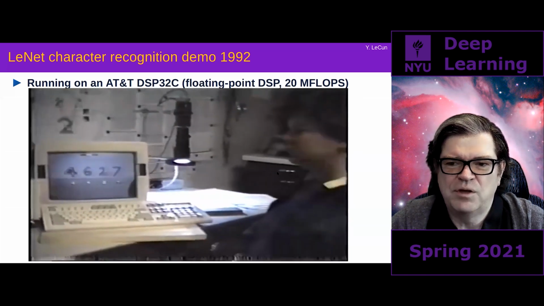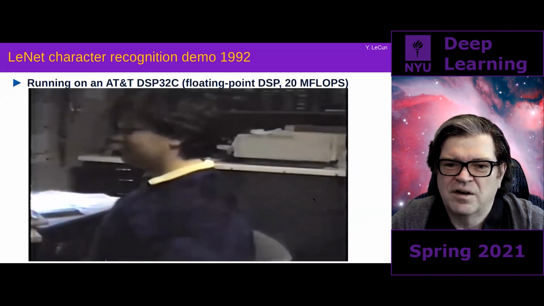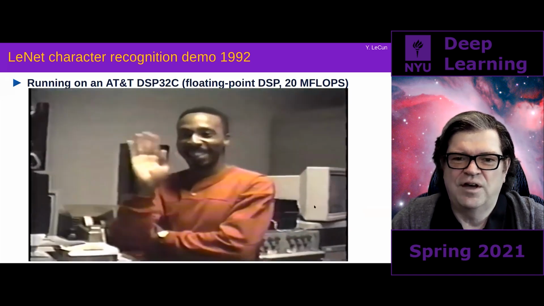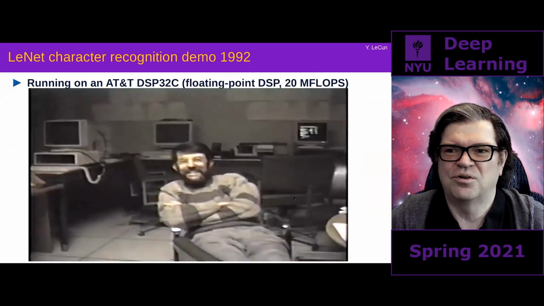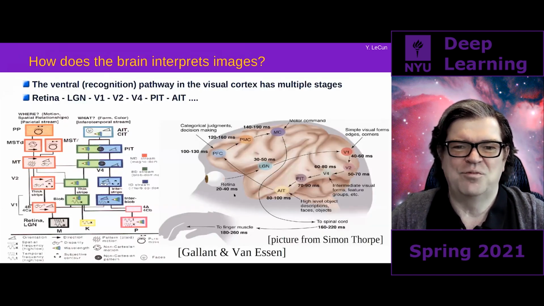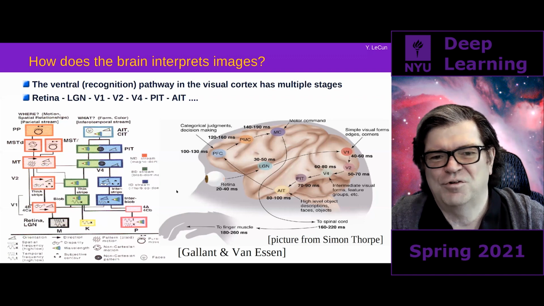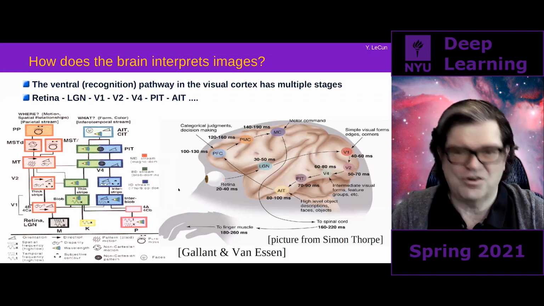So this is me when I was your age. And this is Donnie Henderson, who was the research engineer who put together the system, and Rich Howard, who was our lab director at Bell Labs. This is at Bell Labs in Holmdel, New Jersey, not very far from here. Now, where does all of this come from?